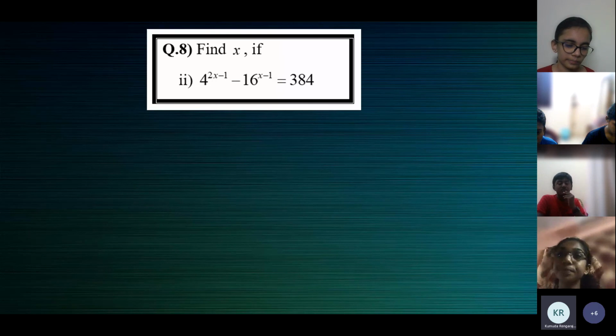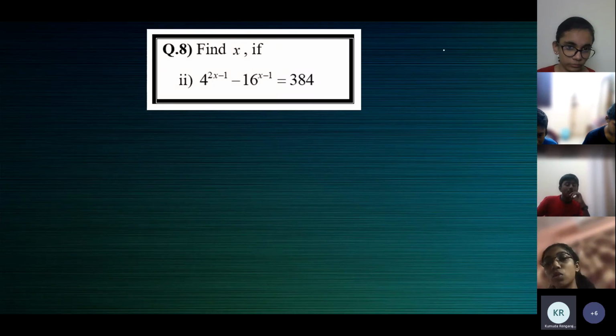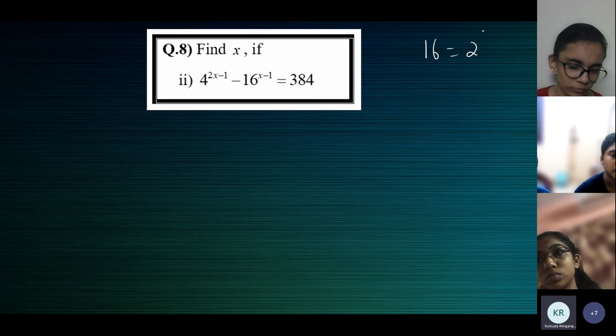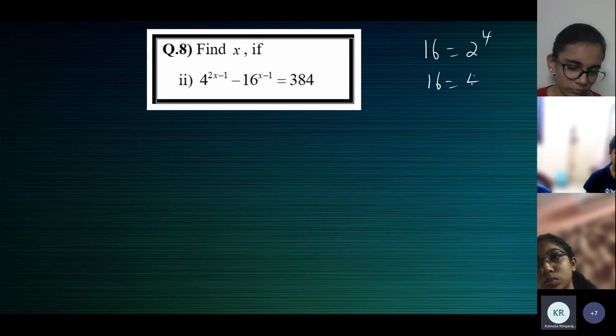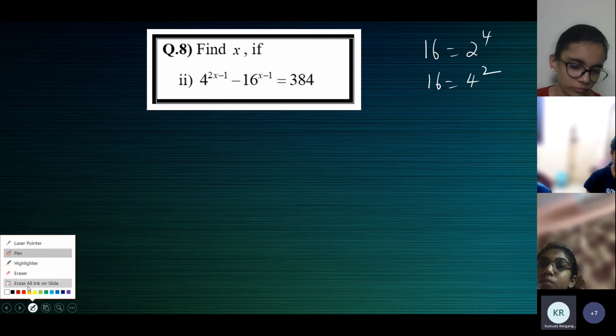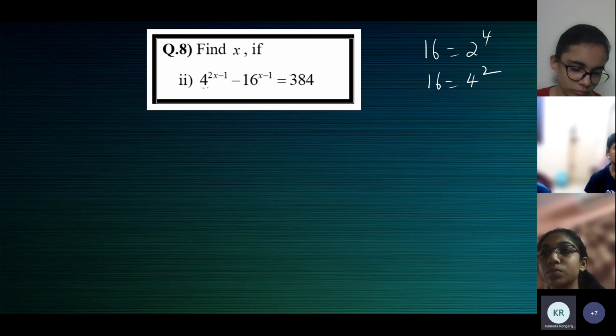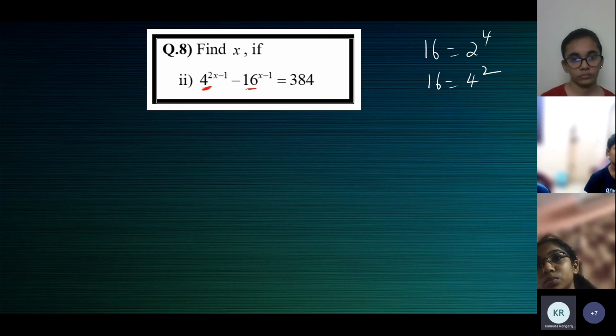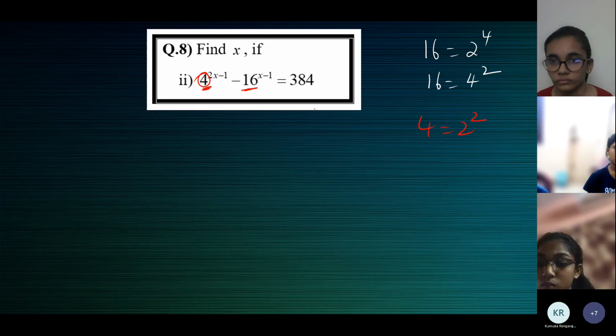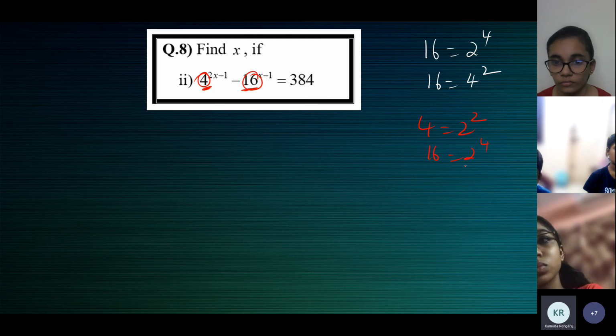Since 16 can be expressed in base 4. See, 16 can be written as 2 to the power 4. 16 can also be written as 4 squared. But there's a 4 here. Here, you can choose to write 16 as 4 squared, or you can write both in base 2. You know that 4 is 2 squared, 16 is 2 to the power 4. So that's your choice. The thing is, we are trying to have a common base.